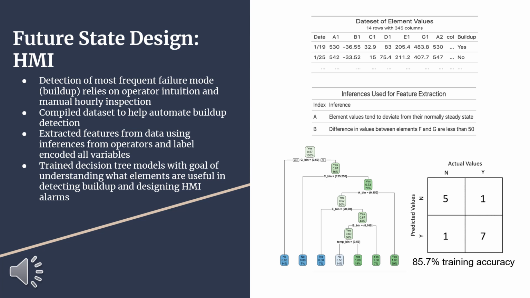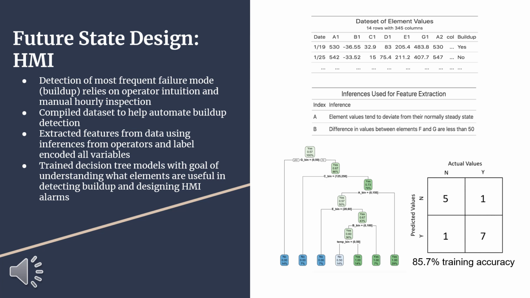Our goal was to train a model that would use the HMI element values to determine whether or not buildup had occurred. To do so, we needed to compile a data set to train our model. Our dataset included 14 days of drying operations, 8 of which where buildup had occurred, and 6 where buildup did not occur. The rest of the columns in our dataset included values from the HMI elements throughout the day.